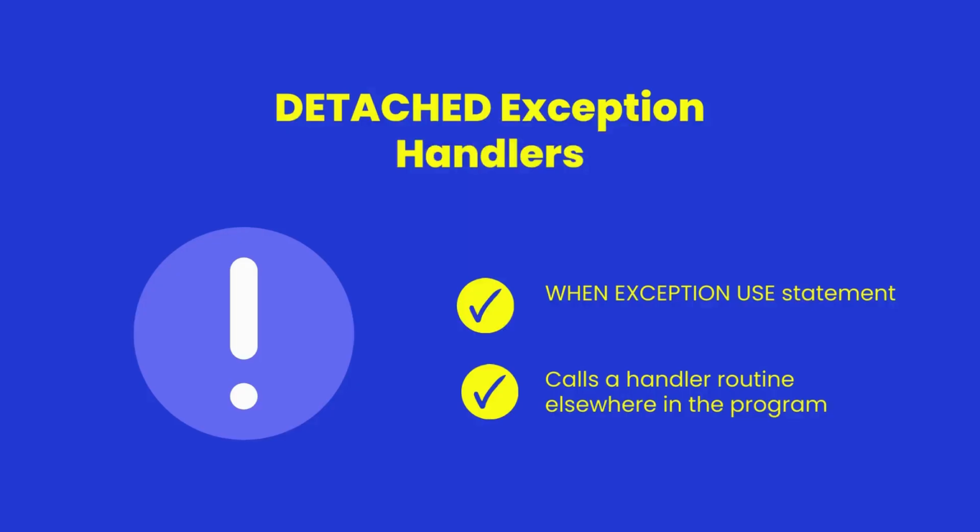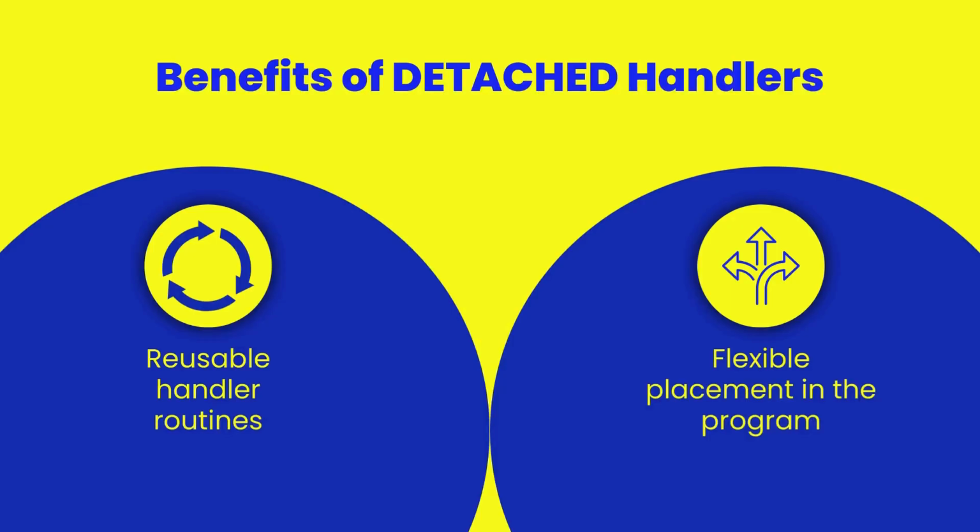For a detached handler, the statement when exception use is used. When an exception occurs in the protected block, when exception use calls a handler routine located in some other part of the program. The same handler routine can be used by any number of when exception use statements and can be placed anywhere in a program.